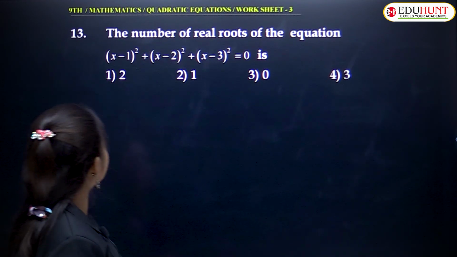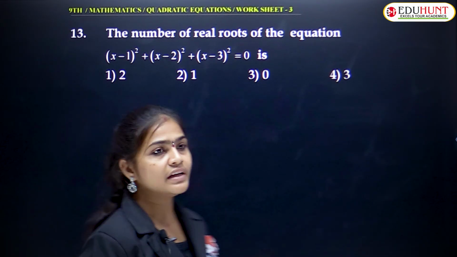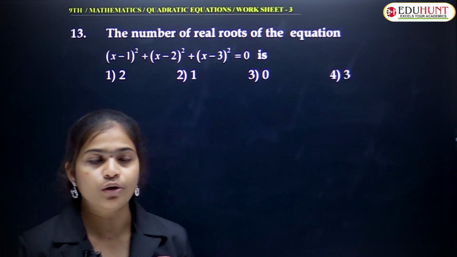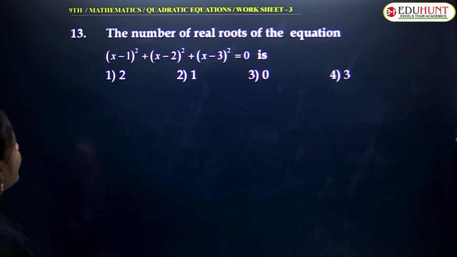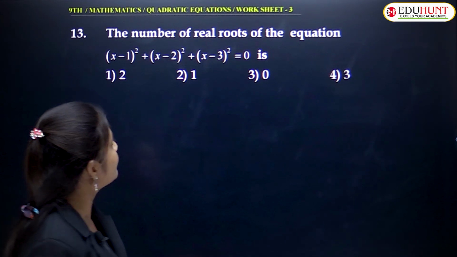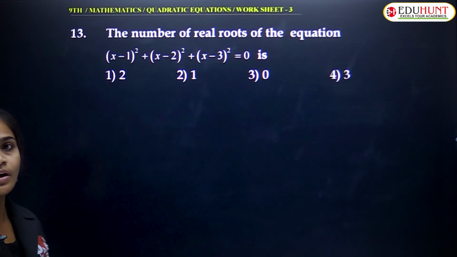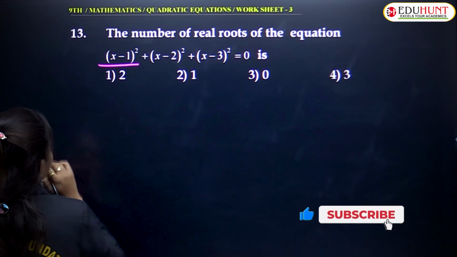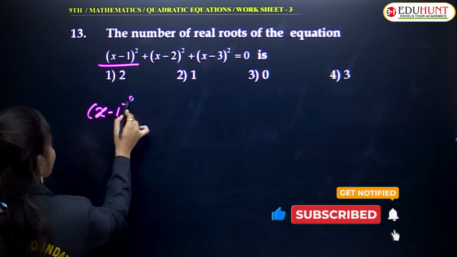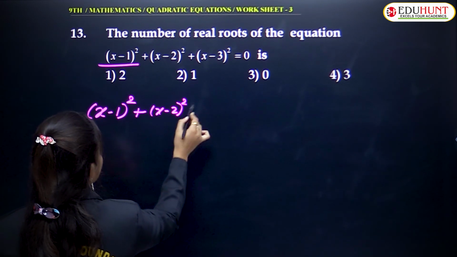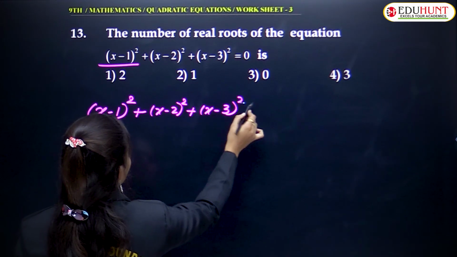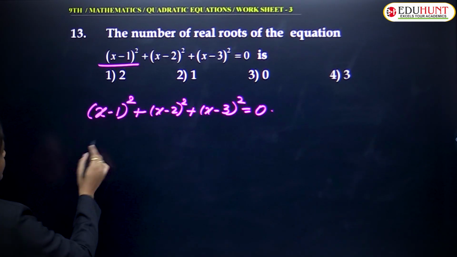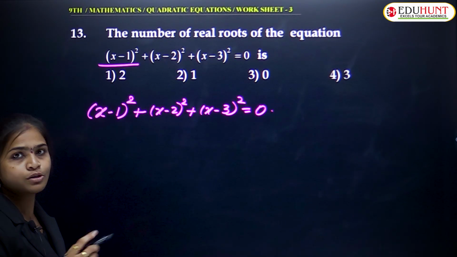Okay, so children see here, the number of real roots of the equation. So here they gave that equation, we need to find the number of real roots. Okay, so see this one here, x minus 1 whole square plus x minus 2 whole square plus x minus 3 whole square is equal to 0. Okay, if you don't know directly, then first see that simplification. So simplify this. Later we will see how many real roots are there.